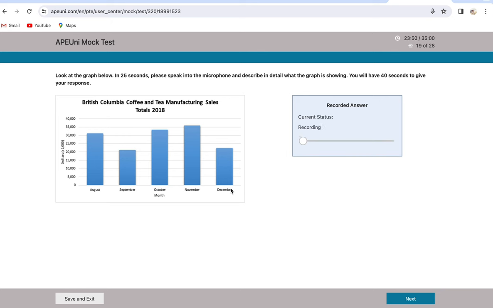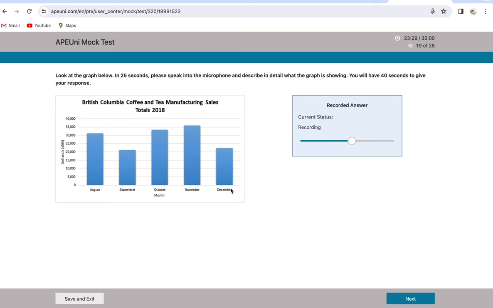The image gives information about British Columbia Coffee and Tea Manufacturing Sales totals in 2018. It is a very beautiful image, and I have to speak for 40 seconds about this image. There are different elements in the image, which are August, September, October, November, and December.